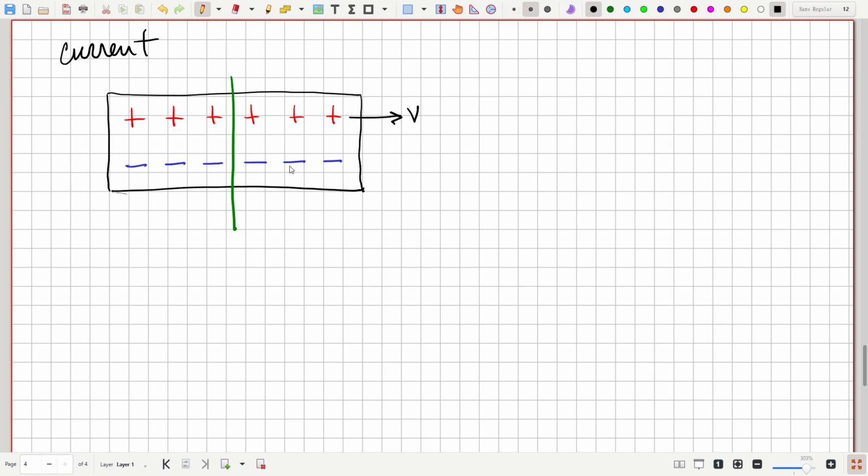Well, in general, if these charges are moving with velocity v, then in an arbitrary time t, they're going to move a distance v times t. So in a time t, whatever charges are between these two lines are going to move across this green reference line.